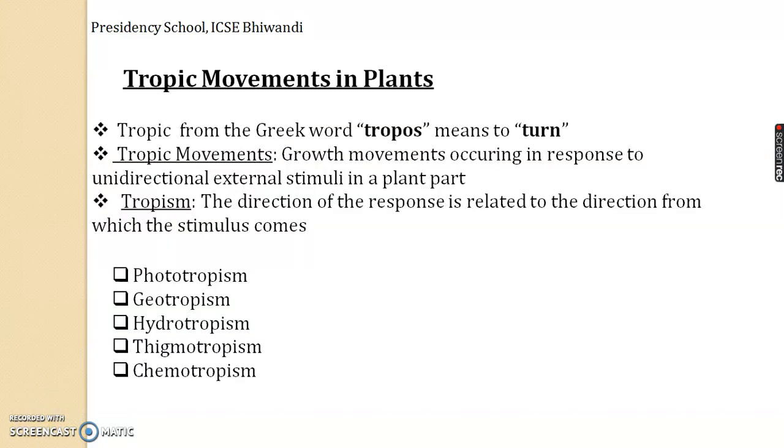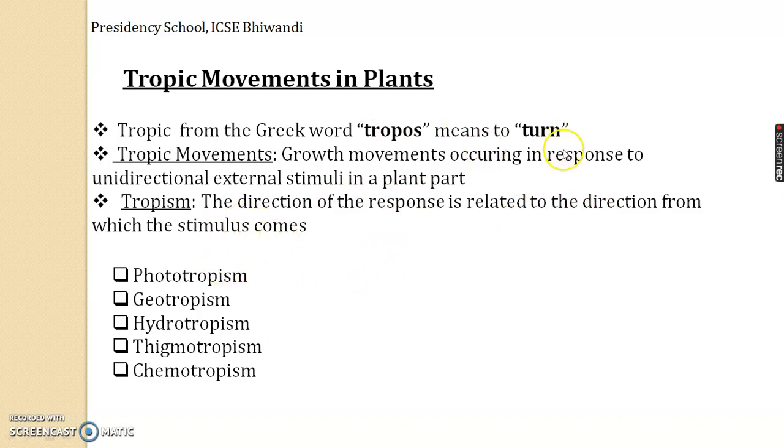When we learn about the tropic movement in plants, the first and foremost important thing is to understand the word tropic. Tropic is derived from the Greek word tropos, and the meaning of this word is to turn, means to show a response towards the stimulus. The movement that has been exhibited is called tropic movement. So these are the growth movements occurring in response to unidirectional external stimuli in a plant part. Those who exhibit this movement, that is called tropism. The direction of the response is related to the direction from which the stimulus has come.